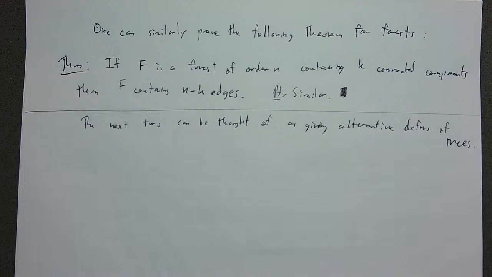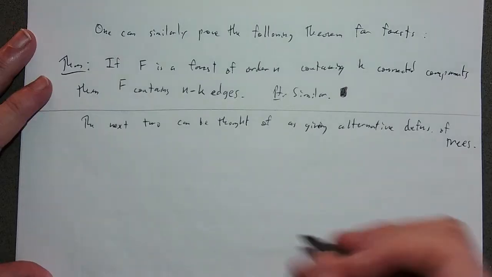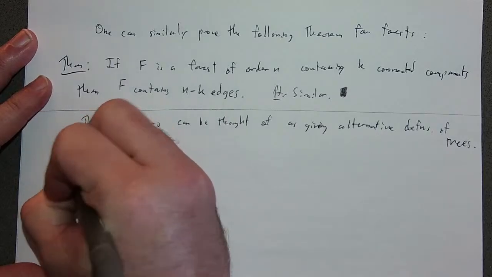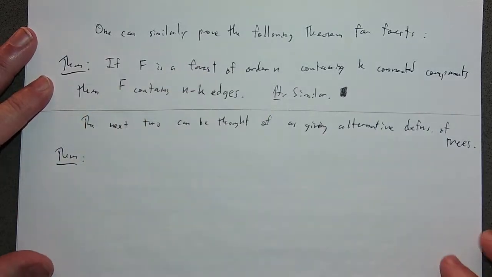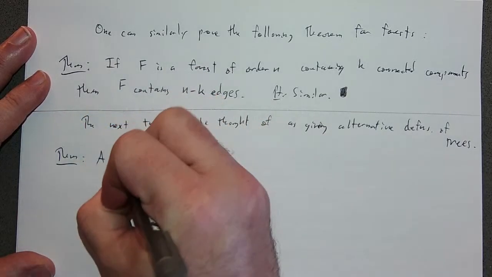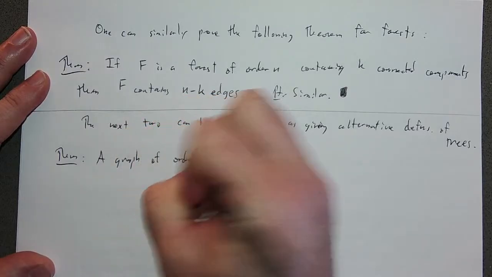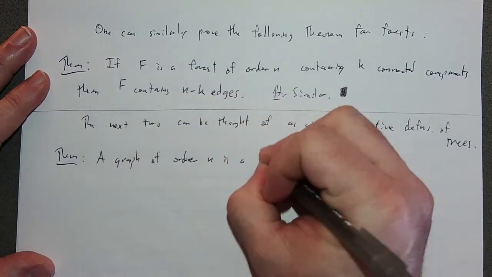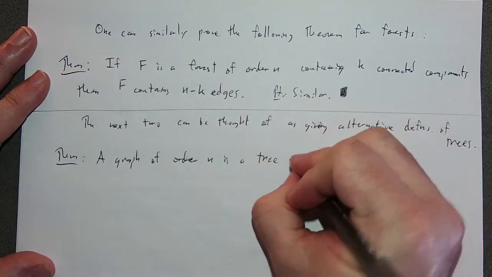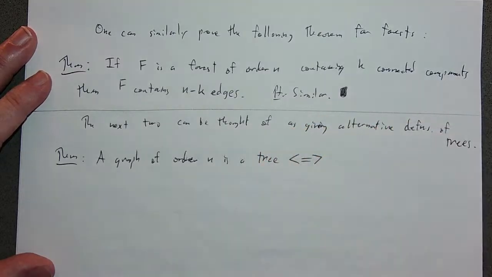That's one question. The other is, if we have a graph of order n and it's acyclic and has n minus 1 edges, is it necessarily connected? And the answer is also yes. So that's what both of these are saying. So, theorem: a graph of order n is a tree if and only if it is connected and contains n minus 1 edges.